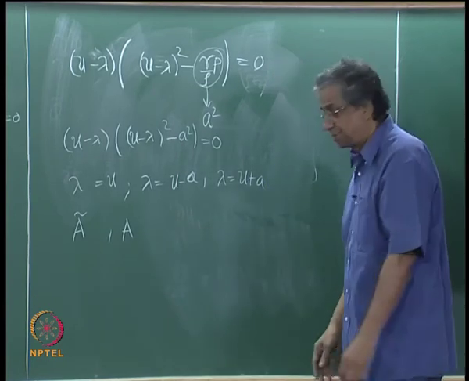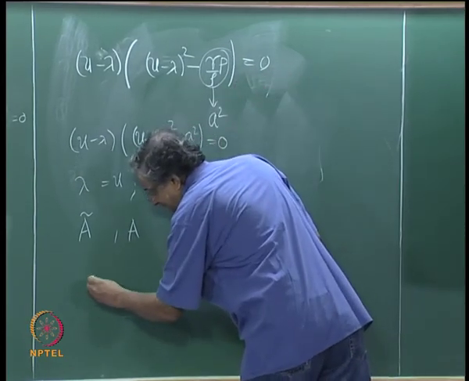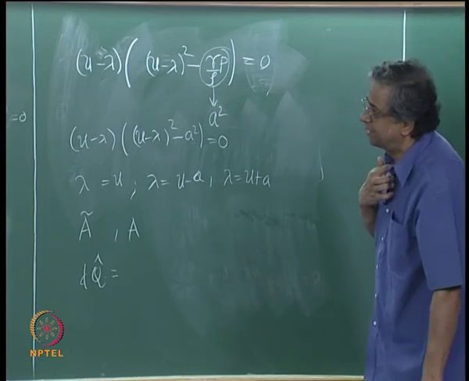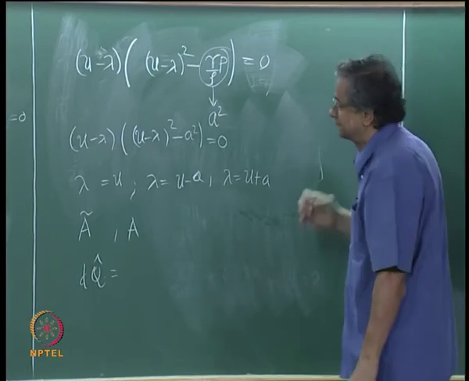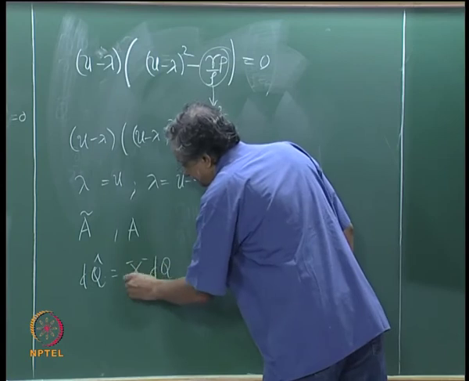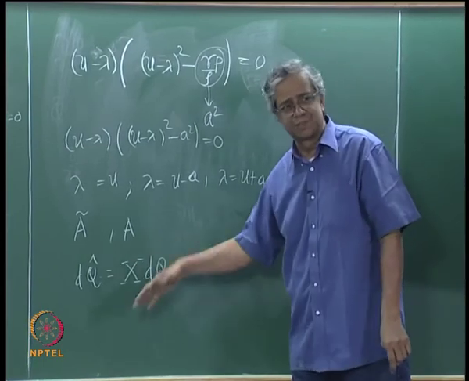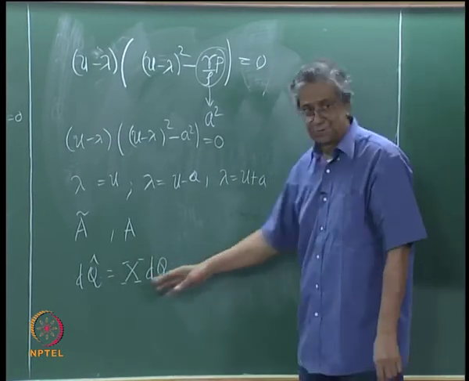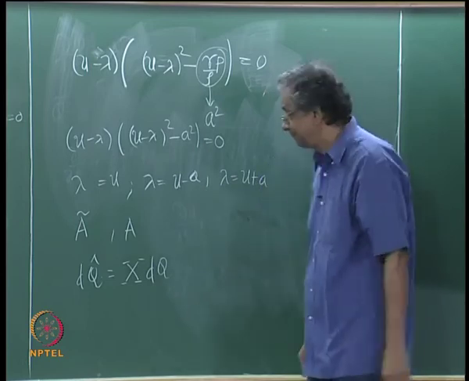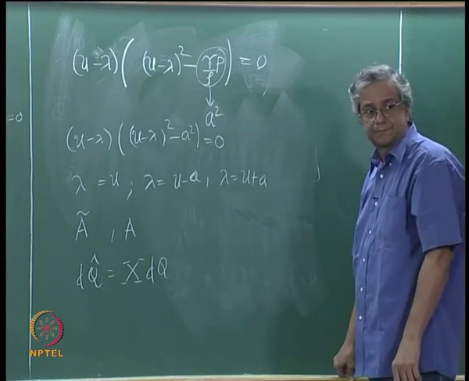What we know as a consequence is that if I have the matrix X, then I can find the dq caret, which is X times dq, right, X times dq. So now you have to decide whether you are going to put them as columns or rows, right? Otherwise it has to be X inverse. So you can decide whether it's going to be row vectors or column vectors, right? Okay. So dq caret is X times dq. Fine.